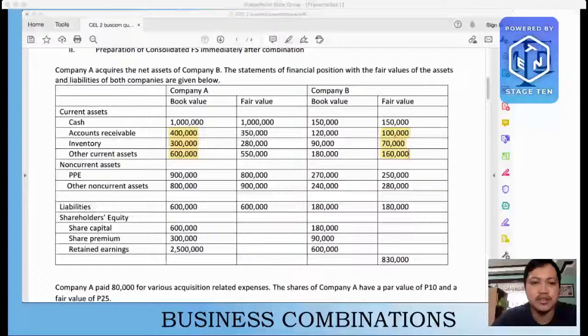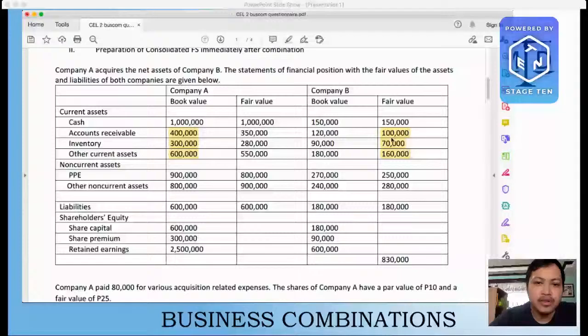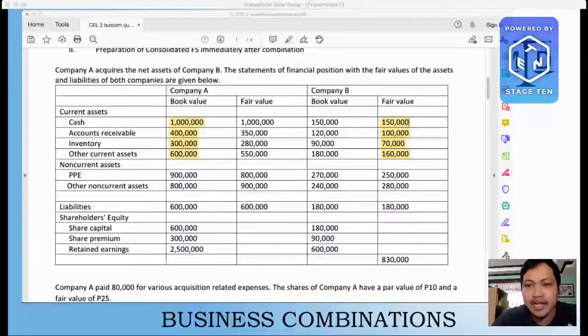Okay, so this is what students would normally do, class, in which they would get it wrong. They know that all you've got to do is to add the amounts from company A, the acquirer, and the amounts from company B, the acquiree, but at fair value. Supposedly, the relevant amounts are your 1 million and your 150,000. But the combined cash, class, will not be simply the sum of those two amounts.